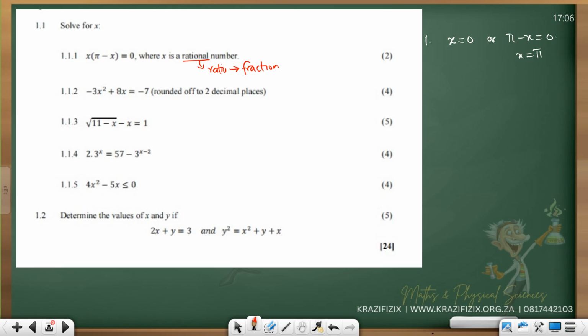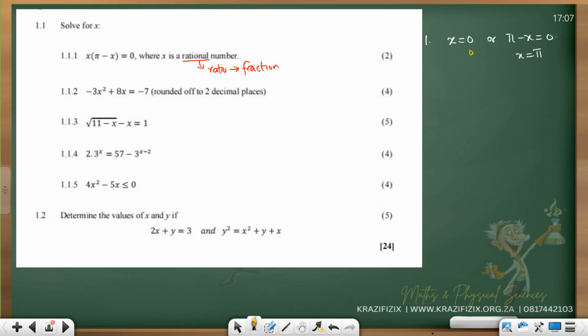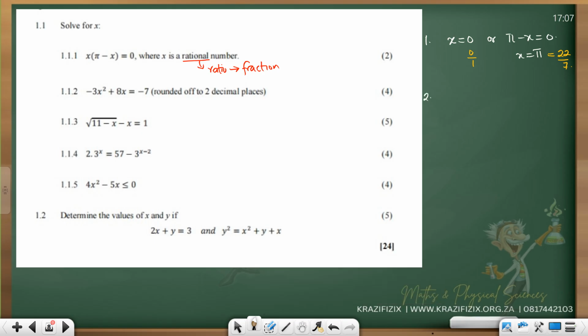Can I write 0 as a fraction? Yes. 0 over 1. Can I write pi as a fraction? Yes. 22 over 7, if you remember grade 8. So both answers are correct. Number 2, very fast. These are routine questions.